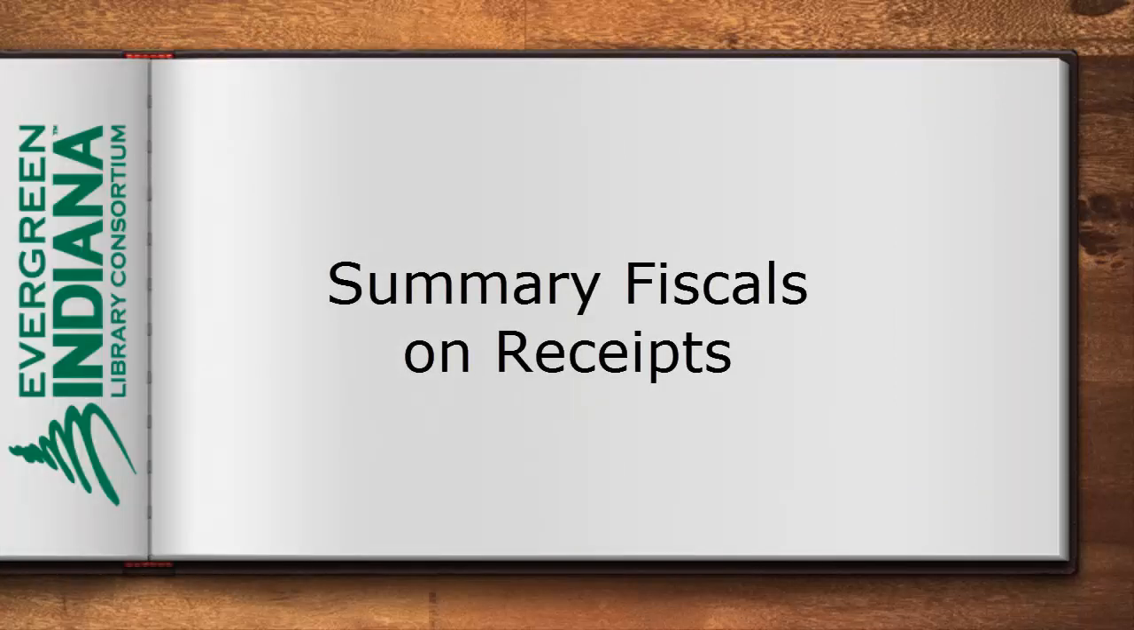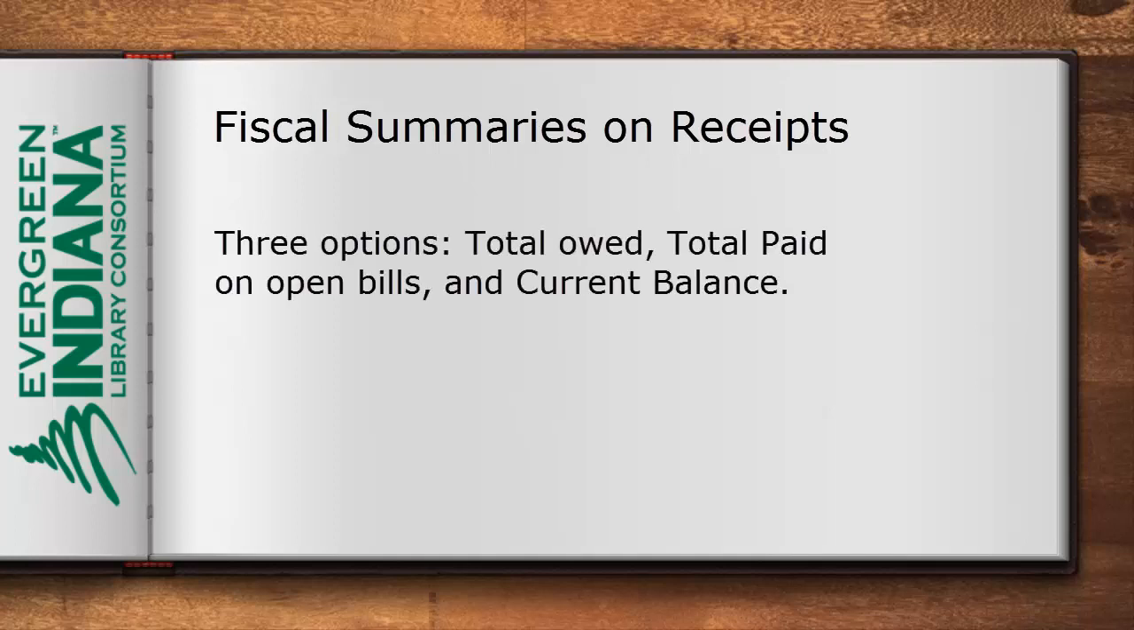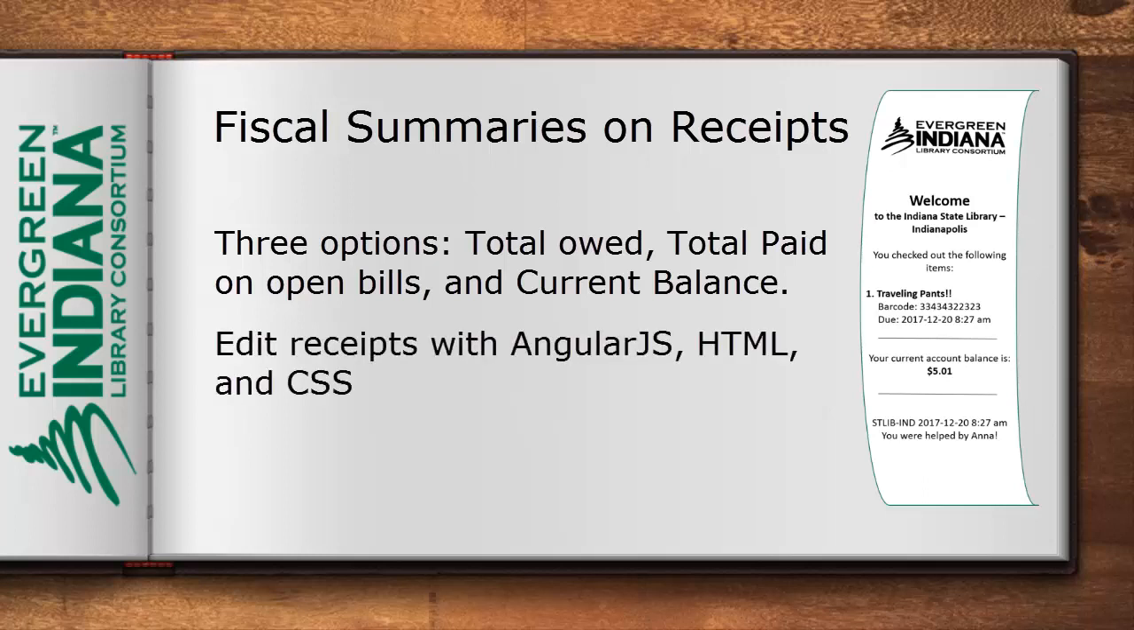Summary fiscal information for receipts. One thing that libraries have been asking be brought back for several years is the ability to add summary fiscal information to circulation receipts. I am delighted to share that it is once again available. In the example shown here, the patron's account balance now appears at the bottom of the receipt. The editing language for receipt templates has shifted to AngularJS, so there is a new syntax for the variable entries on a receipt. Styling is still done with HTML and CSS.